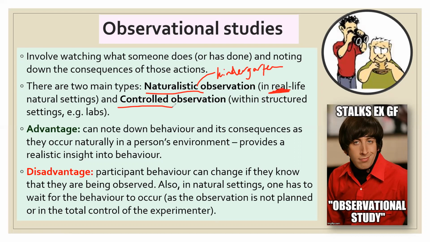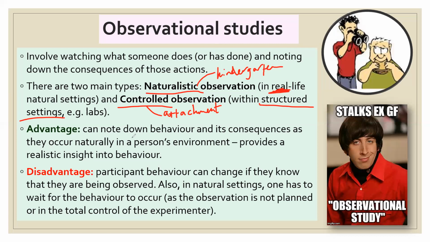Controlled observation is okay. Remember this year when we looked at attachment studies and the baby in the room and then the stranger comes in, the strange situation experiment. That's an example of a controlled observation because the baby wasn't in their real home. The baby was in the lab that the experimenter had created with a bunch of toys. And that's called a structured setting. What that means is the baby might not behave as naturally or as authentically as they might have behaved if they were at home with their own toys.